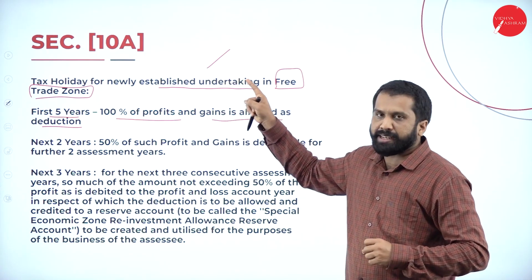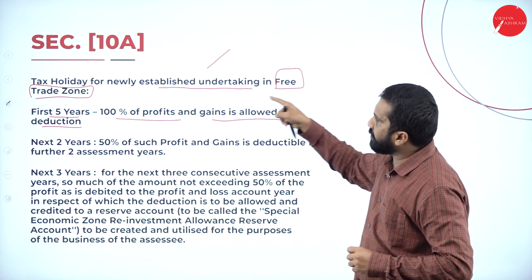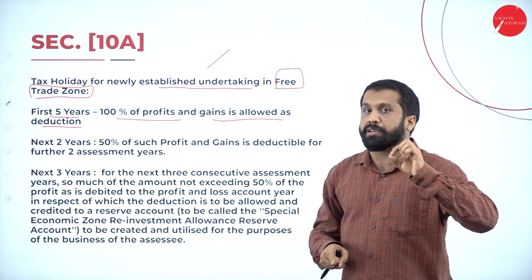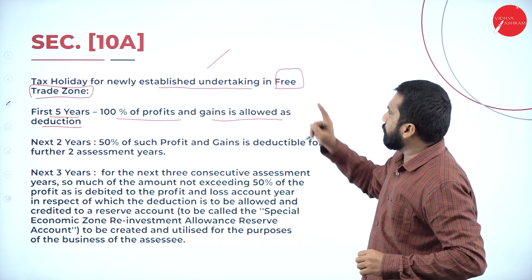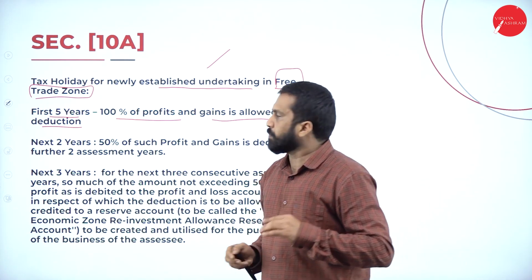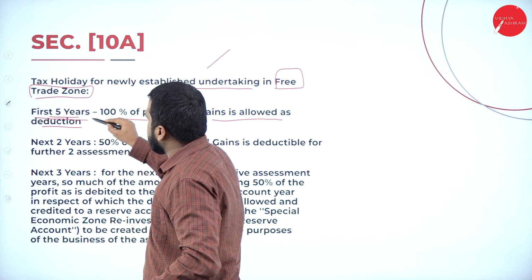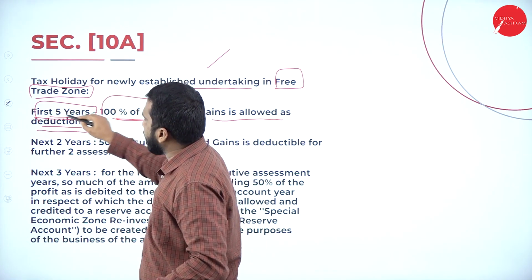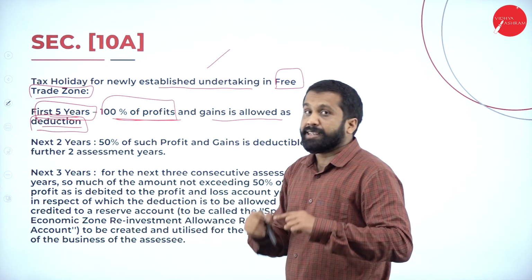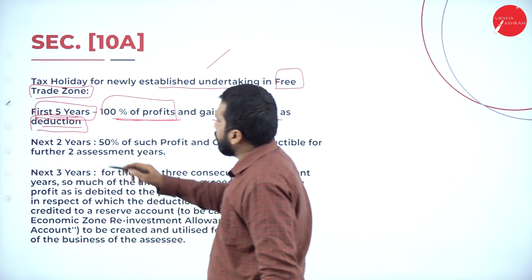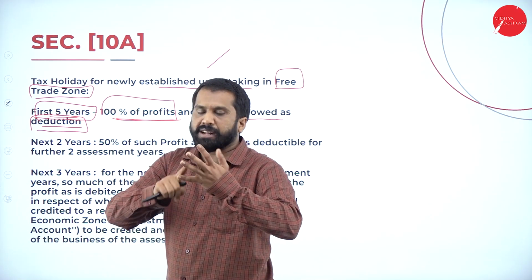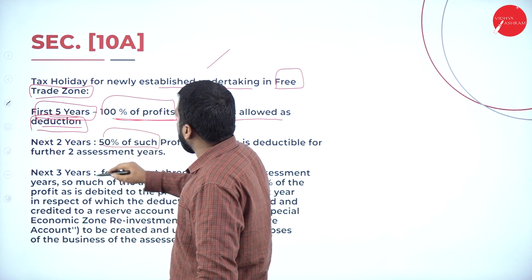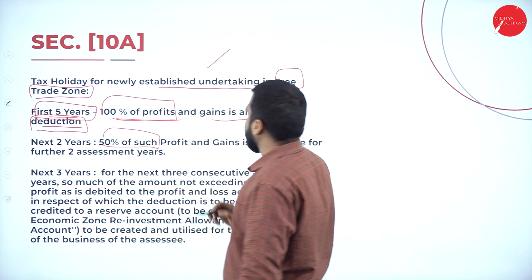What does section 10A say? It talks about free trade zone. Remember, wherever I make boxes, that only you are supposed to remember. It is all about free trade zone. Up to 5 years, first 5 years, 100% of the profit will be called as deduction, no tax. Next 2 years, next means 6th year and 7th year, 50% of such profit will be called as deduction.